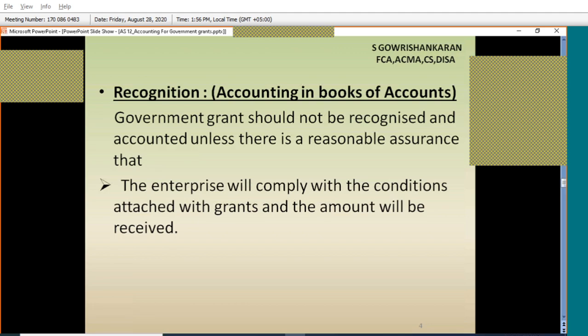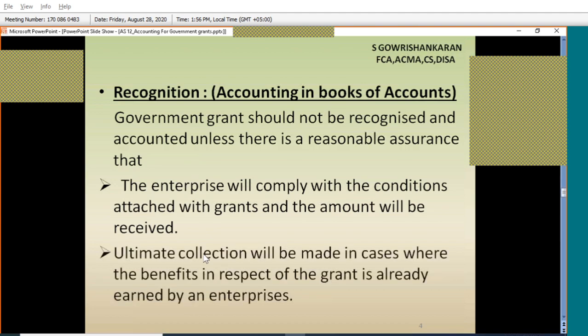The point is, yes, I am accounting a particular amount as a government grant. When I account, the government would have laid down a lot of conditions. For example, you have to give employment opportunity to 100 people per annum from the local people. So when I'm accounting this amount, I have to ensure that I gave employment opportunity to 100 local employees per annum. Then only I can account this amount. That means I have to satisfy the condition. Then only I am eligible for government grants. Okay, that is what they said.